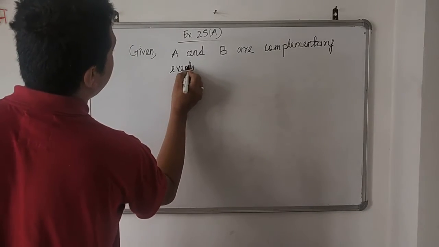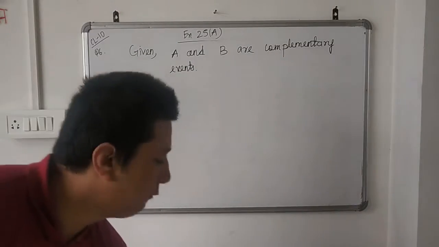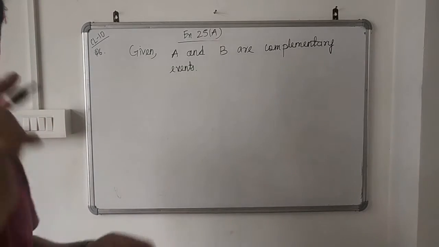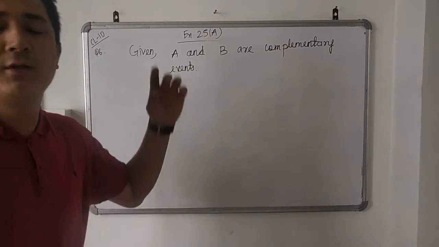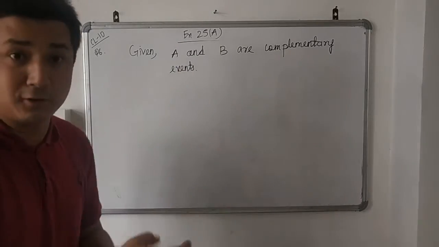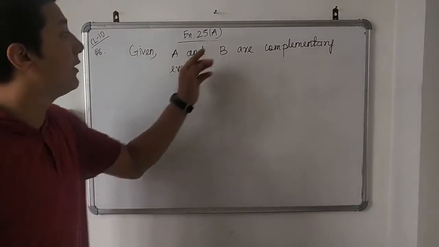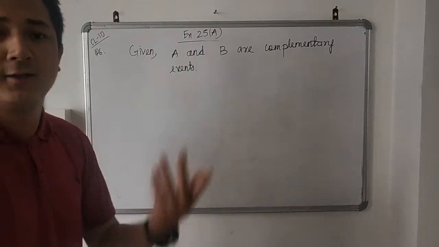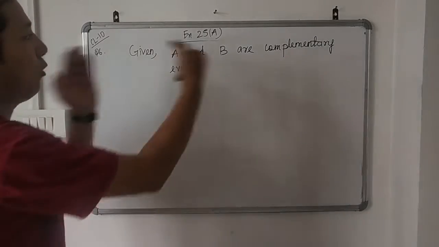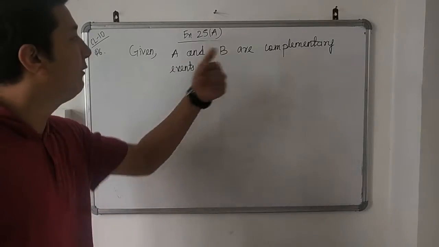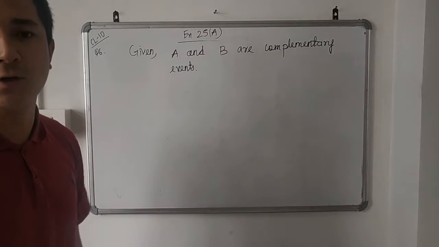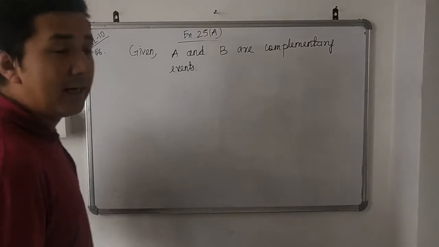Now, complementary events means those events which are just opposite of each other. For example, if A is an event which gives us a head while tossing a coin, then B will be the event of getting a tail. Just opposite of each other. If A is the event of getting even numbers, then B will be the event of getting an odd number. And always remember that there is a formula.